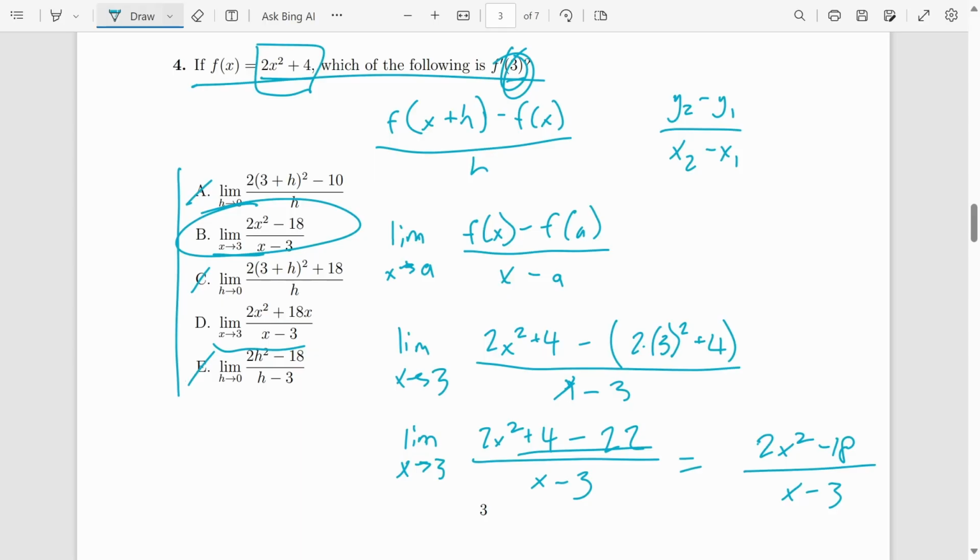So I went and talked to Dr. Chen about this problem and figured out you're supposed to do something differently. So thank God for him. But yeah, just the slope formula, plug in f of x and a, and you should get your answer.